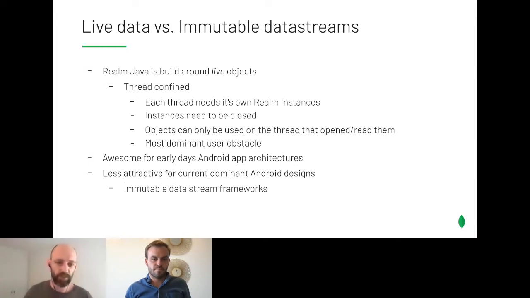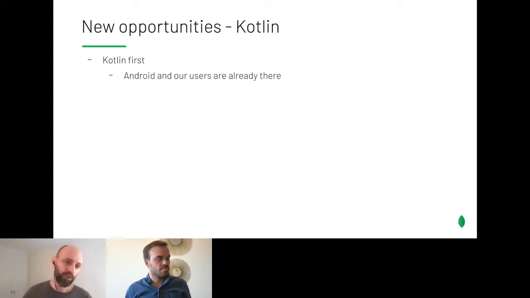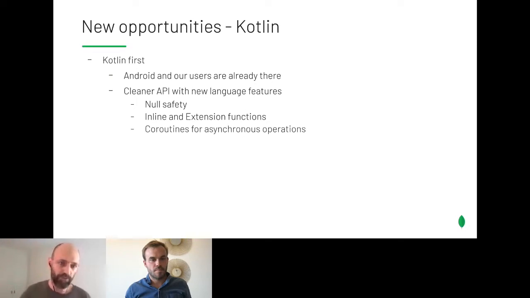So besides this wish of trying to redo some of the things, there are other motivations for doing this now. Namely, being Kotlin first. Android has already moved there, and almost all our users are also there. So we want to take advantage of being able to provide cleaner APIs with nice language features like null safety, inline and extension functions, and also very importantly coroutines for asynchronous operations.